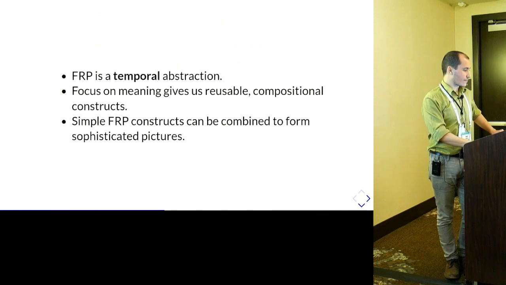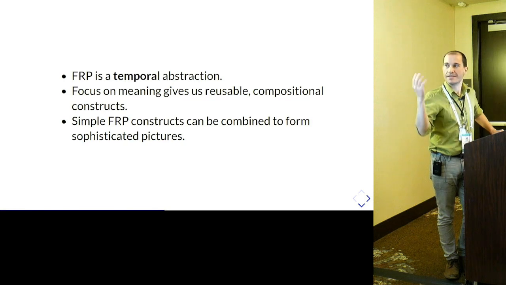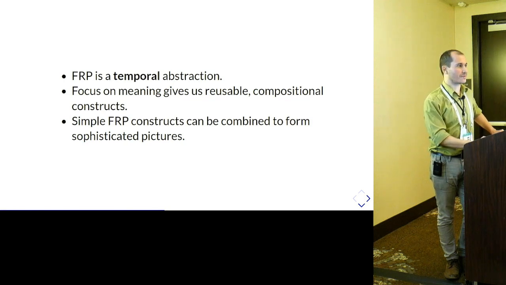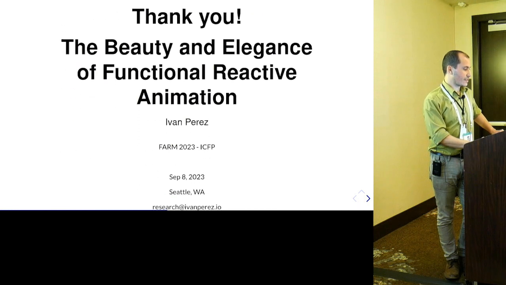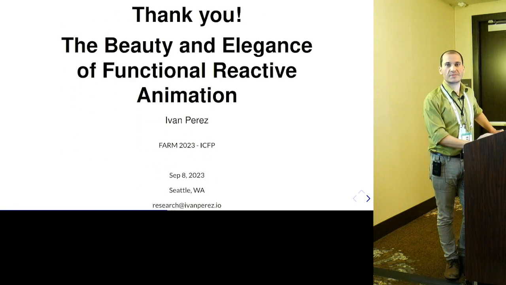So just to recap, FRP is a temporal abstraction. That's what it's about. It's not about change, reactivity, updates, propagation, nodes and networks. If you focus on meaning, then you obtain reusable and compositional code. And even though these constructions were quite simple, they end up being sophisticated pictures. And anyone can do this. This is attainable for everybody. So that's it. That's all I came to say. I'm happy to take any questions.